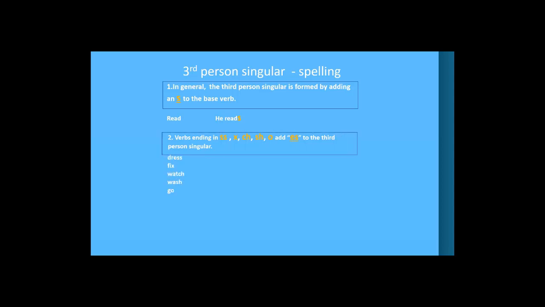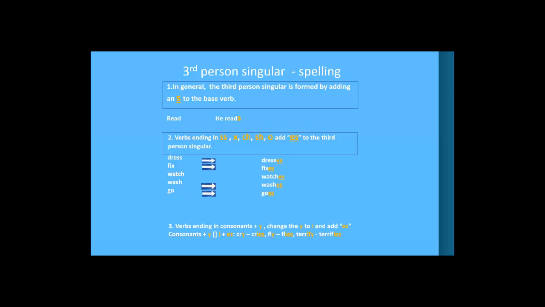So here you've got some examples. Words that do end with double S is dress. A verb that ends with an X is fix. There may be others as well. And CH, watch. SH, wash. And then O, go. Okay, and then we're going to look at how these would then look with the ES at the end. Okay, so dress becomes dresses, fix becomes fixes, watch becomes watches, wash washes, and go goes.